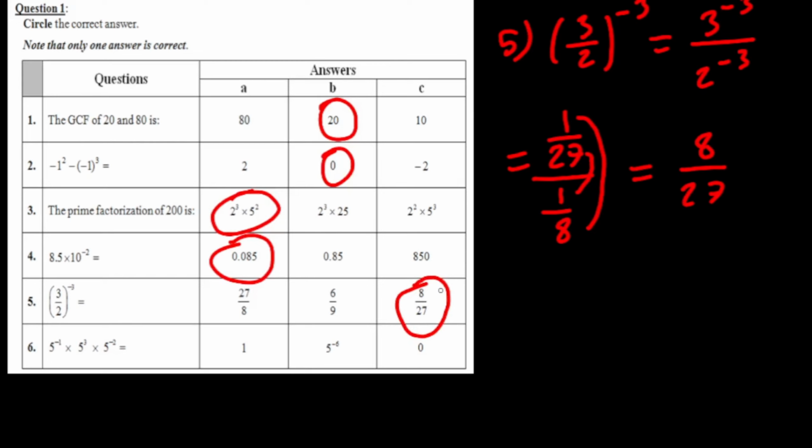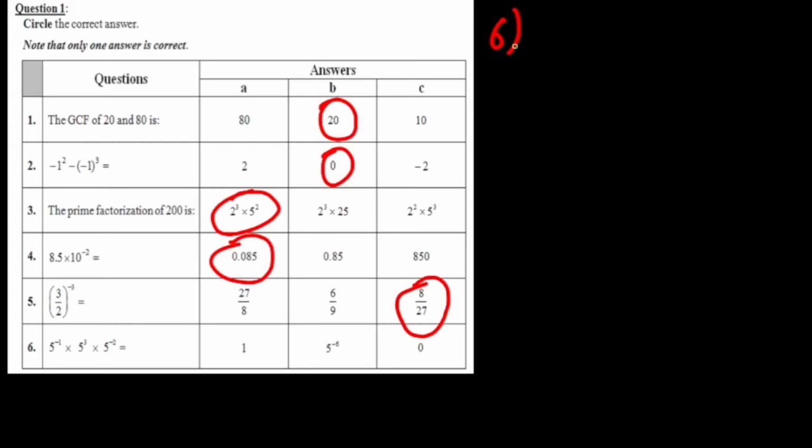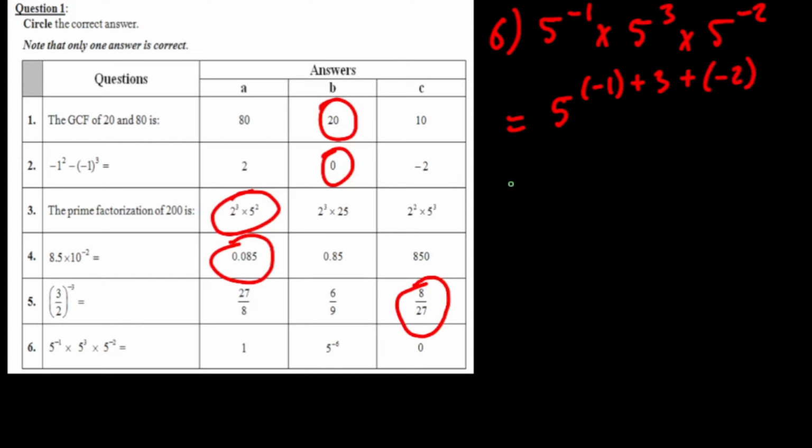Now moving on to the final question. For part 6, we have 5 to the power of negative 1 multiplied by 5 to the power of 3 multiplied by 5 to the power of negative 2. Because we're multiplying numbers with the same base, we add the exponents. So we get 5 to the power of negative 1 plus 3 plus negative 2, giving us 5 to the power of negative 1 plus 3, that's 2, minus 2, that's 0. 5 to the power of 0 is 1.